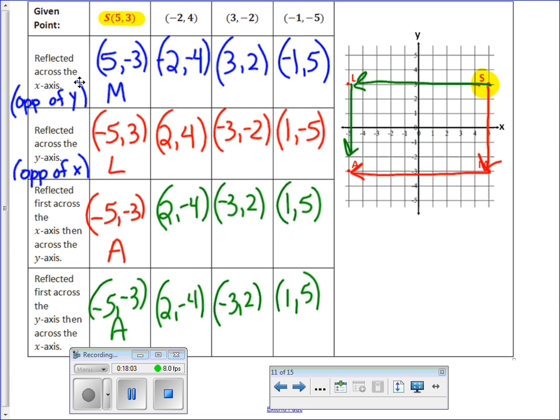So if you're reflecting over the x, keep the x, take the opposite of the y. If you're reflecting over the y, keep the y, opposite of the x. If you're reflecting over both axes, you need the opposite of both coordinates. And it doesn't matter which axes you reflect over first.